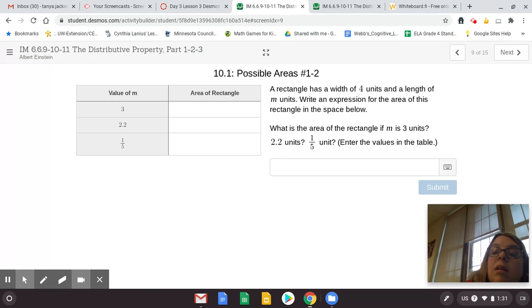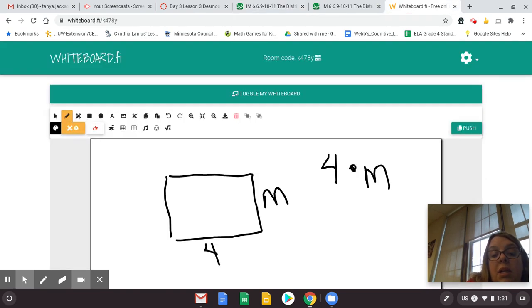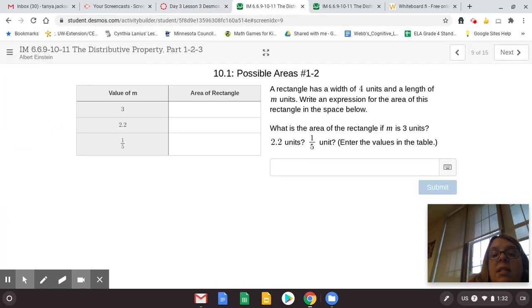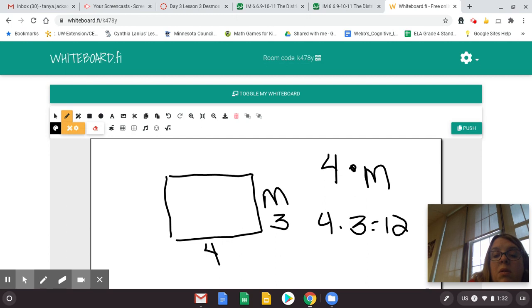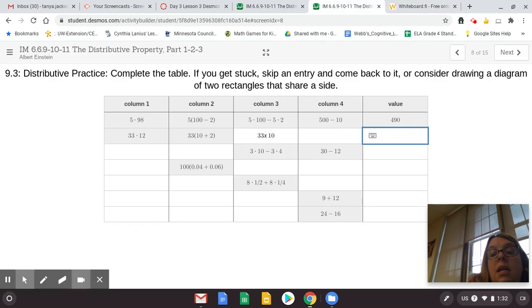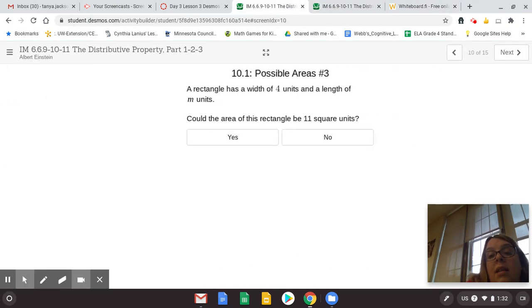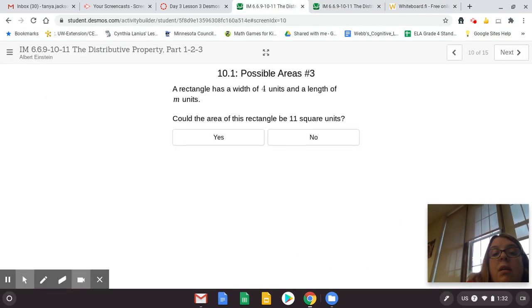And then what is the area of the rectangle if m is 3 units? So if this is 3 units, then it's 4 times 3, which is 12. If this is 2.2 units, this would be 2.2. So 4 times 2.2, which is 8.8. And so that's another way to look at that distributive property.